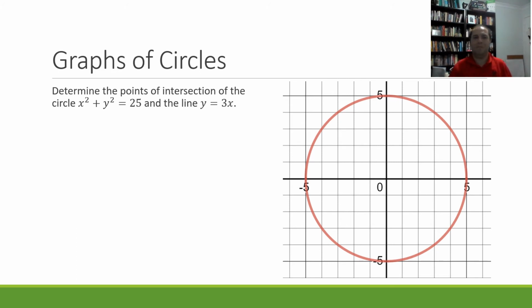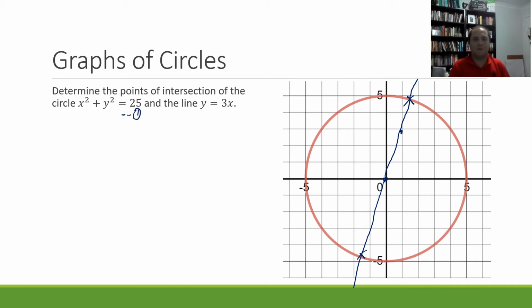Right, our last problem: determine the points of intersection of the circle x squared plus y squared is 25, so again with our same circle, and y equals 3x. So y equals 3x, it's got a y-intercept of 0, gradient of 3, so 1 across, 3 up. So our graph should look something like that, and something like that. So we'll have one intersection up here, and one intersection down here.